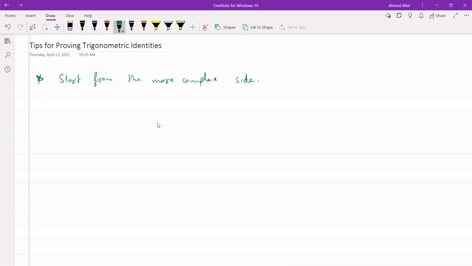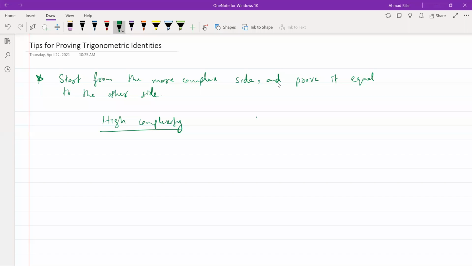जो भी side दोनों में से ज़्यादा complex लगती है आपको, उससे आपको start करना है और दूसरी side के equal prove करना है. And prove it equal to or identical to the other side. Now the problem is, how do you figure out which side is more complex, right? So there are some thumb rules for this, and I'm going to list them down here.